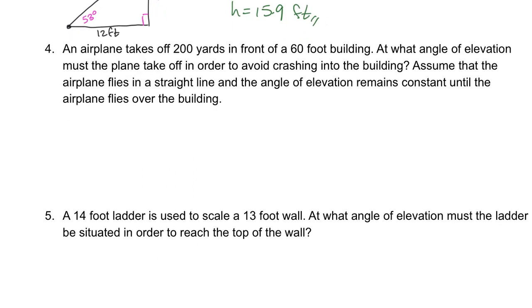Number 4 says, an airplane took off 200 yards in front of a 60-foot building. At what angle of elevation must the plane take off in order to avoid crashing into the building? Assume that the airplane flies in a straight line and the angle of elevation remains constant until the airplane flies over the building. So I have a building somewhere around here, right? That is 60. On the ground, the airplane is taking off from a point that is 200 yards.